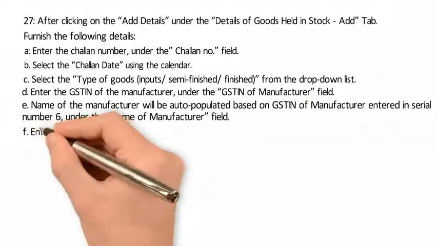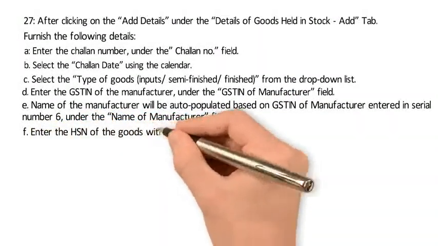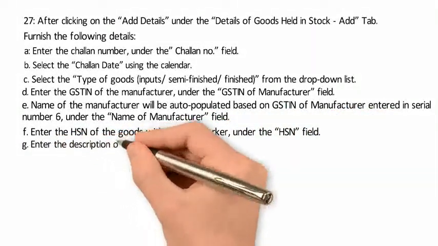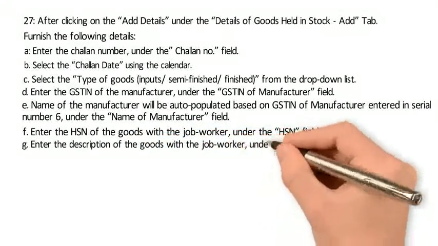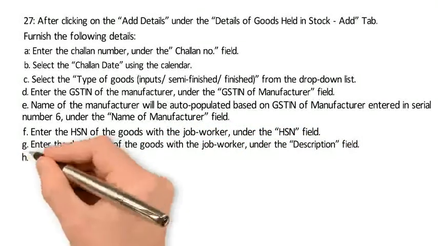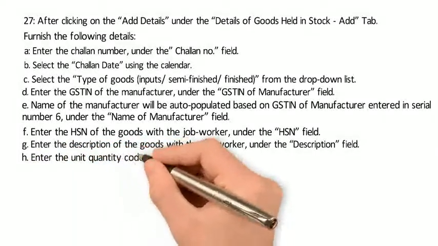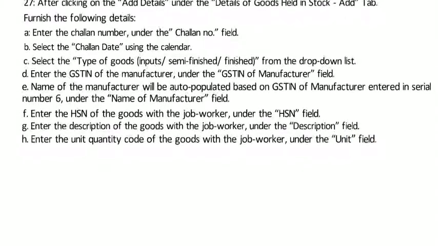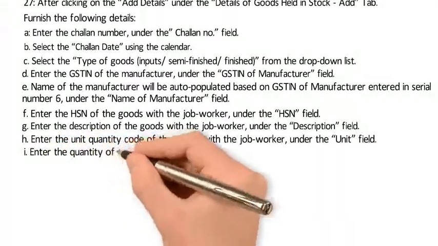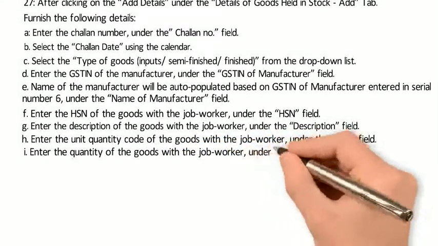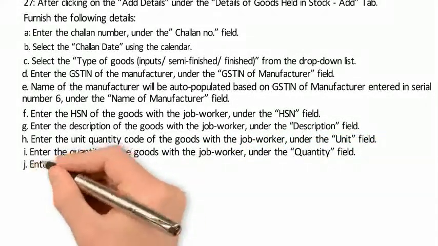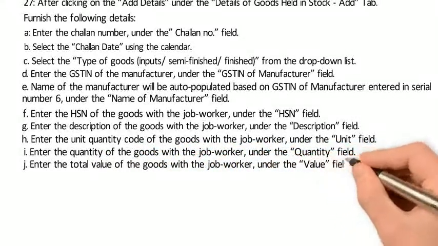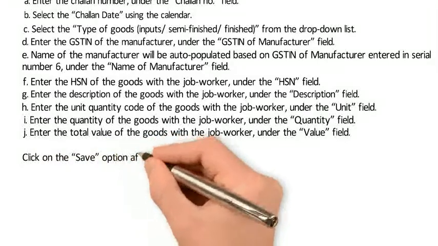F. Enter the HSN of the goods with the job worker under the HSN field. G. Enter the description of the goods with the job worker under the description field. H. Enter the unit quantity code of the goods with the job worker under the unit field. I. Enter the quantity of the goods with the job worker under the quantity field. J. Enter the total value of the goods with the job worker under the value field. Click on the Save option after furnishing the details.